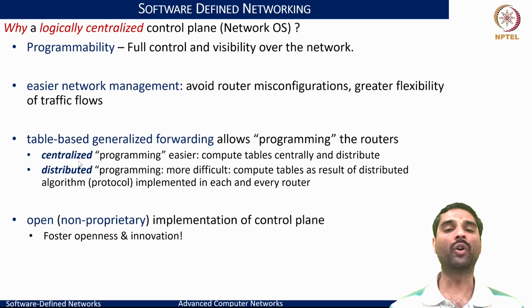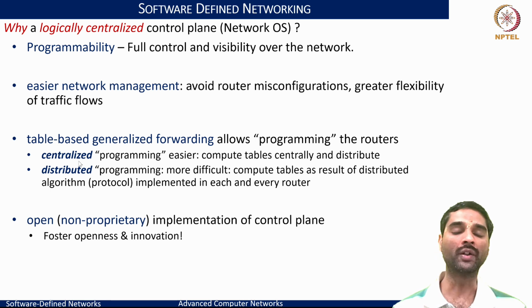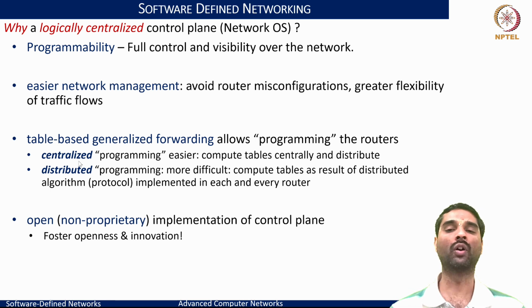And most importantly, now when we look at the second abstraction that we said, the table-based generalized forwarding, in a sense, this is exactly the programming of the routers in terms of what the data plane entity of the router is supposed to do. So, the flexibility of how we want to program is offered at a single point at a controller, and that is centralized programming. So, it becomes a lot easier to compute these match action tables and distribute these tables across all the routers that are participating in the network.